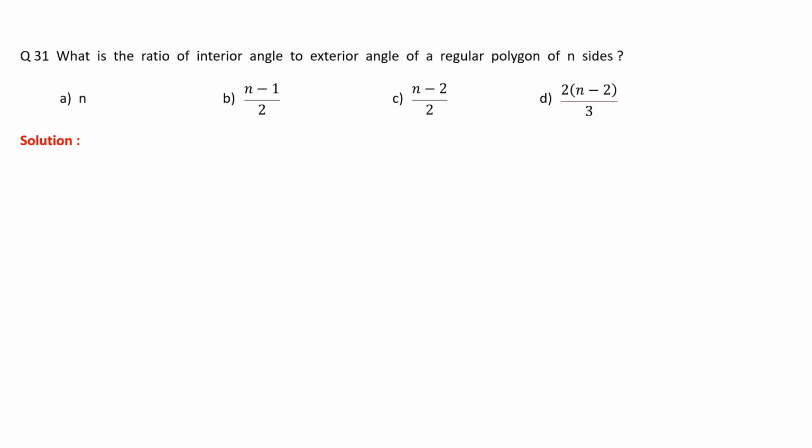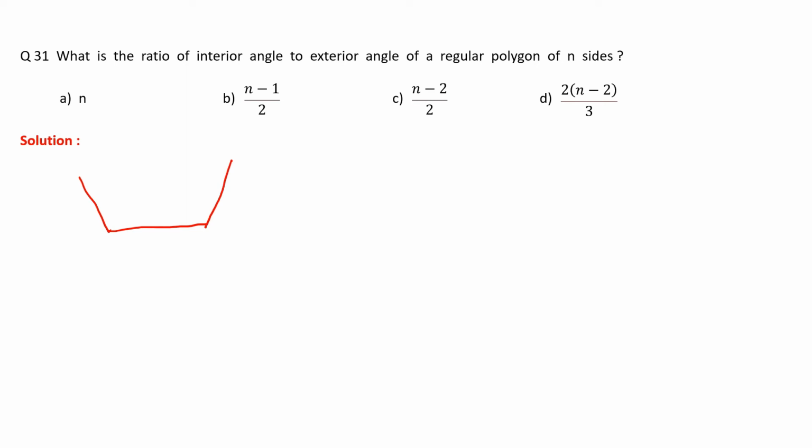Now students, this is a nice question. The question says, what is the ratio of interior angle to exterior angle of a regular polygon of n sides? Now by the term regular polygon, we mean that it is going to be a polygon all of whose sides will be equal to each other, as well as all of its angles will also be equal to each other. Now I'm just making 3 of its sides, suppose like this.